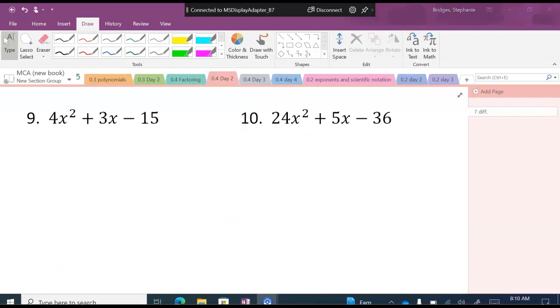All right, looking at 9, 4x squared plus 3x minus 15. Do we have a GCF? No. All right, so we're going to list the factors of 4, which are 1 and 4, and 2 and 2. And the factors of 15 are 1 and 15, and 3 and 5. Keep in mind we are trying to subtract to get 3.